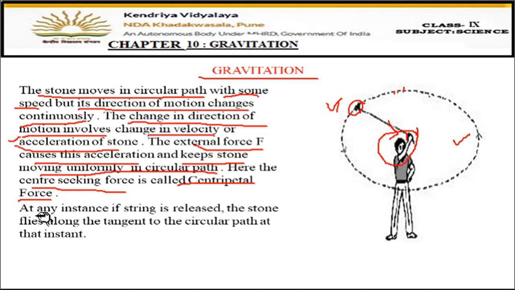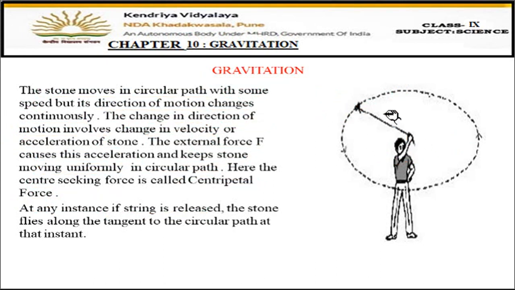If direction is changing, velocity changes, and along with that we can say that an acceleration is produced in the stone. Now suppose at any instance, if the string is released, at any point if the boy just leaves the string, okay, suppose at this point only the boy has left the string from the hand, so what will happen now? In which direction the stone will fall, right?